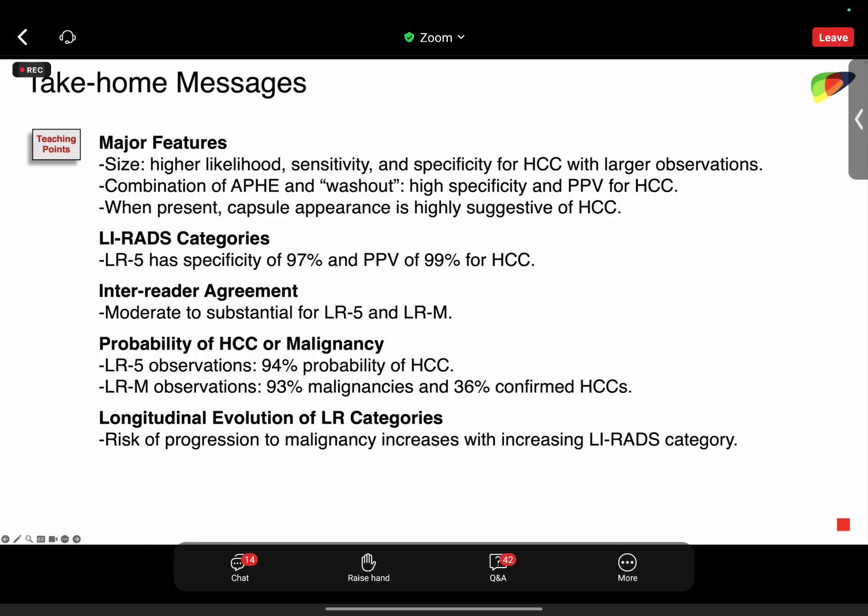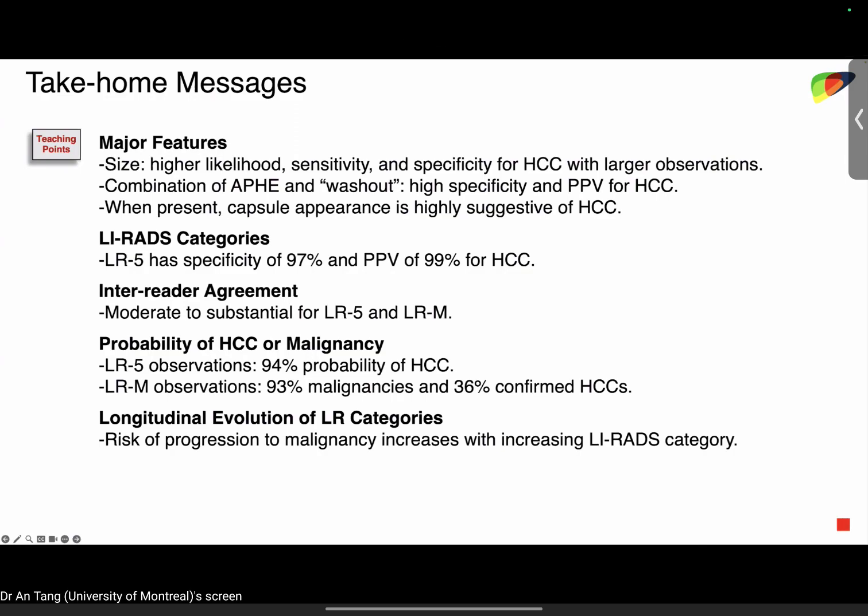We have moderate to substantial agreement for LI-RADS 5 and M. We must keep in mind that even with the LI-RADS M category, up to 1/3 of observations end up being confirmed HCC. And we now know that LI-RADS categories can also predict the risk of progression to malignancy over time. Thank you very much for your attention. I'll be happy to join the discussion panel.